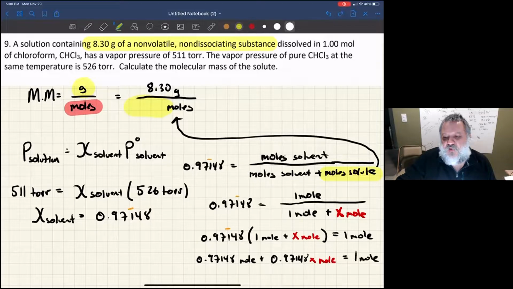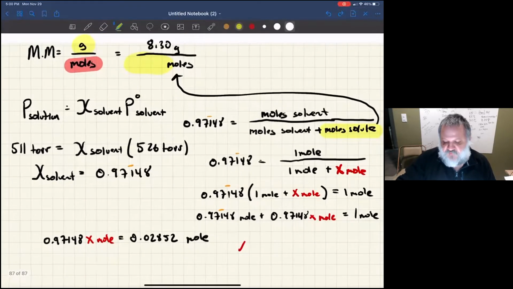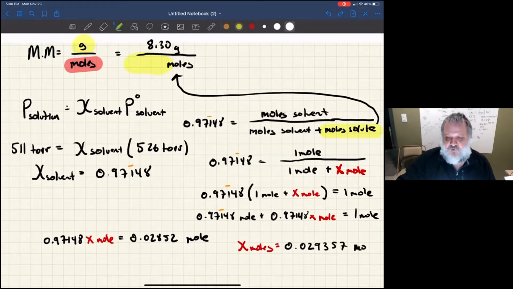And then I can subtract the 0.97148 from both sides. And so I get 0.97148 times x moles equals 0.02852 moles. And so when I do the final division, I get x moles equals 0.029357 moles. And that's what I'm looking for.